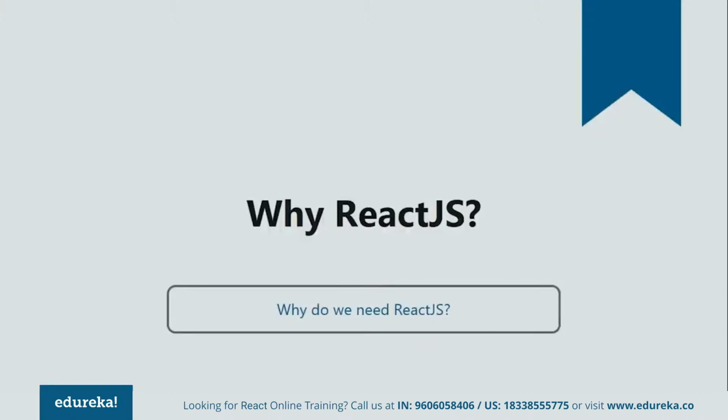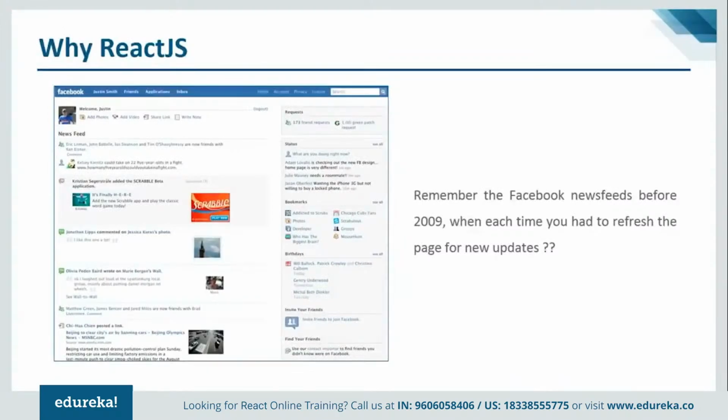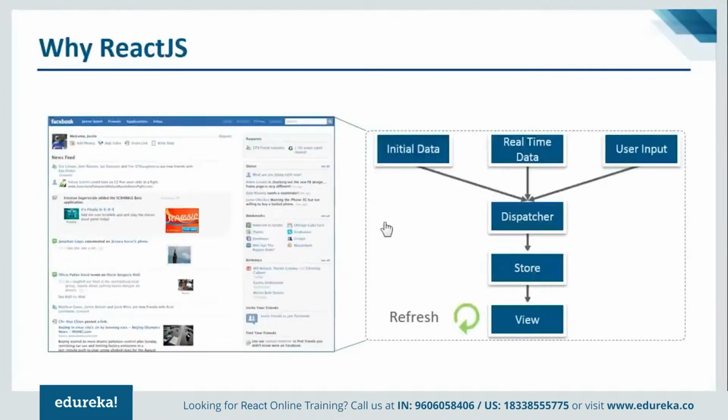To understand this, let's take up Facebook as an example. So let's go back to the year 2009-2010 when Facebook used to look somewhat like this. If you remember, during this time, you had to repeatedly reload the page for new updates. At the back end, Facebook was using the traditional data flow. As you can see from this diagram, the data came from various sources like the initial data, the real-time data, or the user input data. Now this data was passed to the dispatcher, then to the store, and then ultimately came to the view.